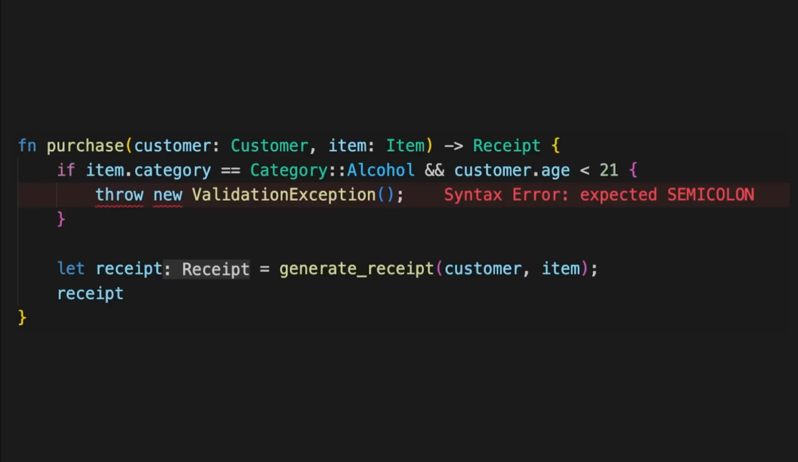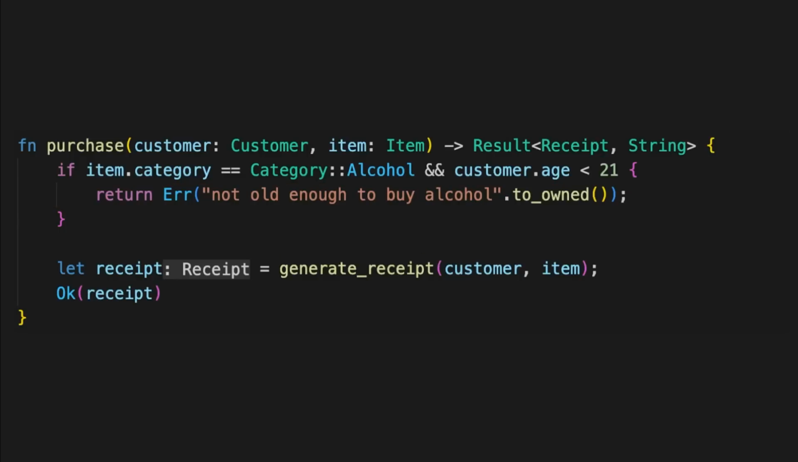Some languages use exceptions for error handling. In this example, we have a function called purchase, which accepts a customer and item as input and returns a receipt. If the item is alcohol and the customer is under 21 years of age, an exception is thrown. One reason this style of error handling is problematic is that the caller of this function has no idea an exception could be thrown by looking at the function signature.